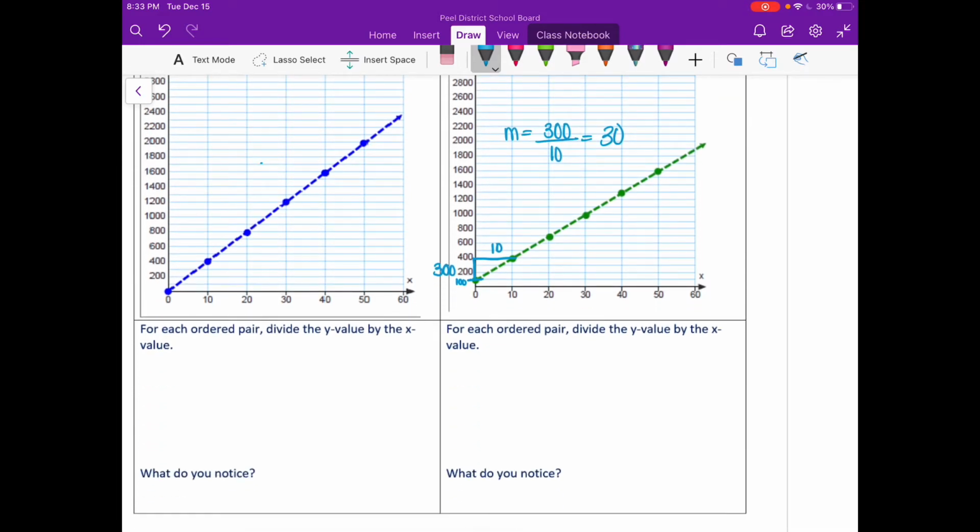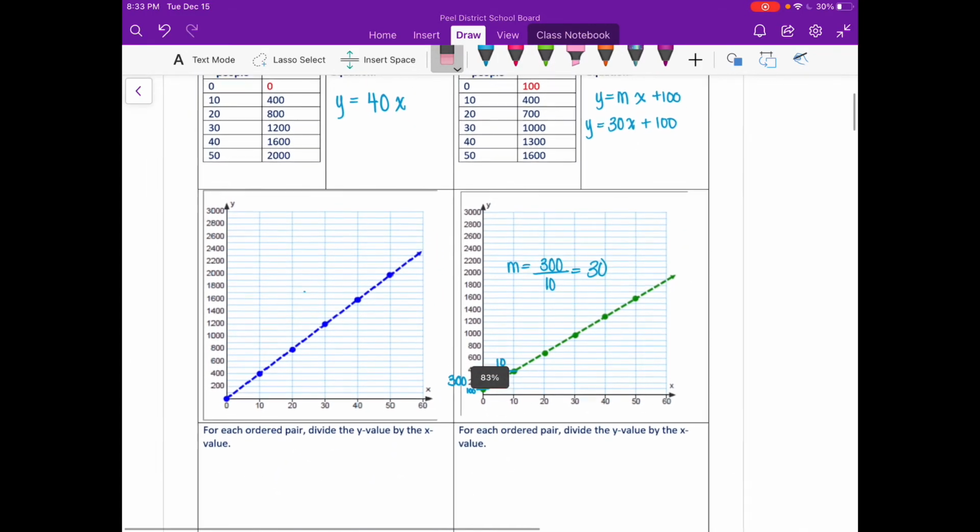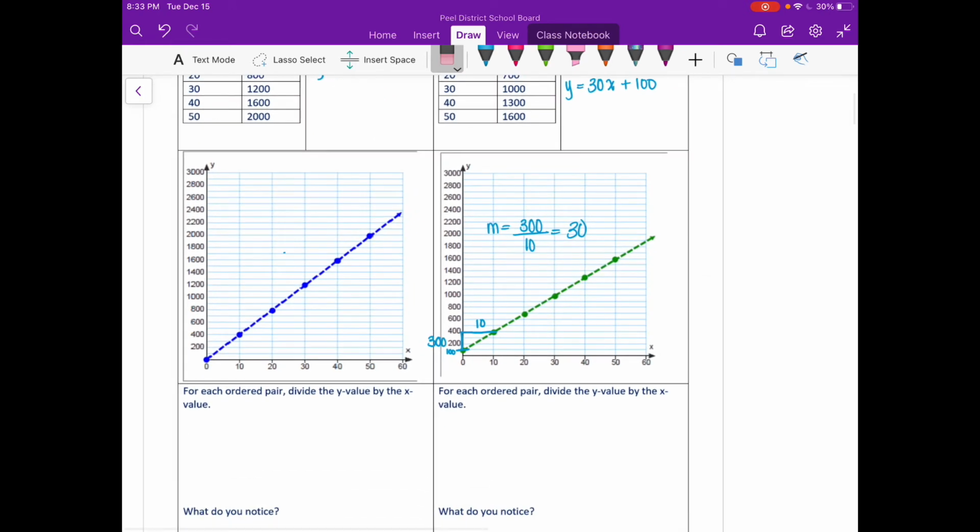I just did it on my calculator, but for the sake of clarity, let's write it in. 0 divided by 0 is just 0. 400 divided by 10 is 40, 800 divided by 20 is 40, 1200 divided by 30 equals 40, 1600 divided by 40 equals 40, and last but not least, 2000 divided by 50 equals 40.